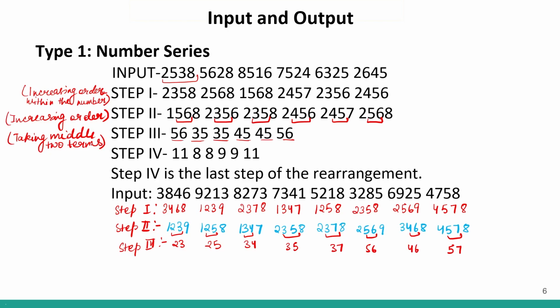Okay? Moving on to step 5. In step 5, I see 11, 8, 8, 9, 9, and 11. So if I look at this arrangement, 5 plus 6 will give me what?